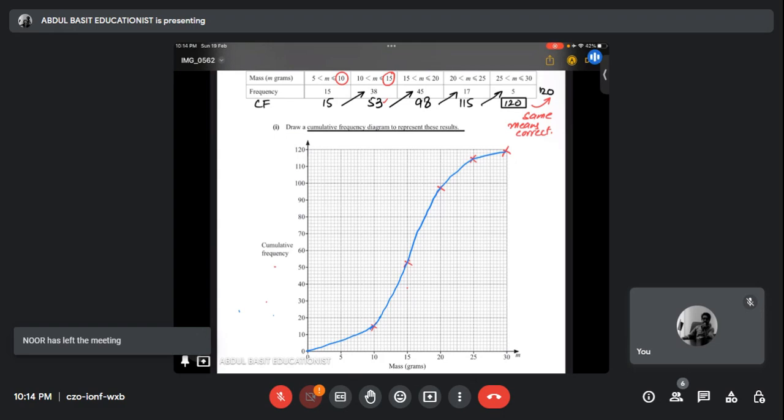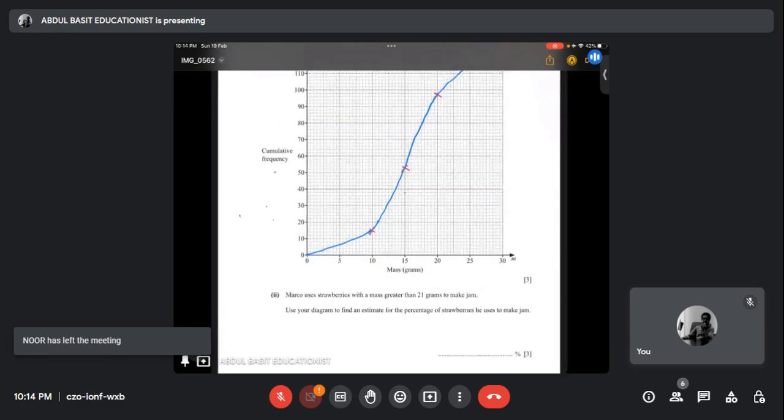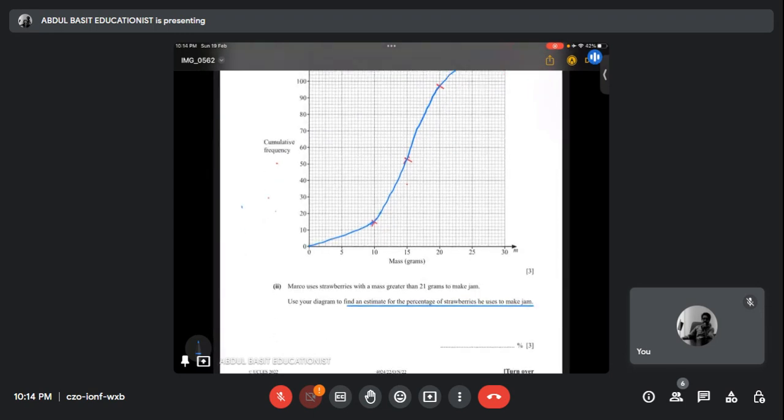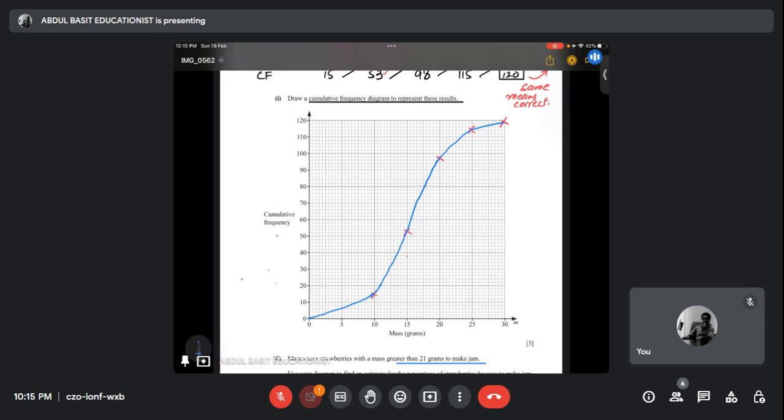Okay, once it is done, now they say that Marco uses strawberries with a mass greater than 21 grams to make a jam. Use the diagram to find an estimate for the percentage of the strawberries he uses to make the jam. So percentage is part divided by total, total is 120, multiplied by 100. We have to see the part. So mass greater than 21. So mass is on the x-axis. I can see that very clearly.